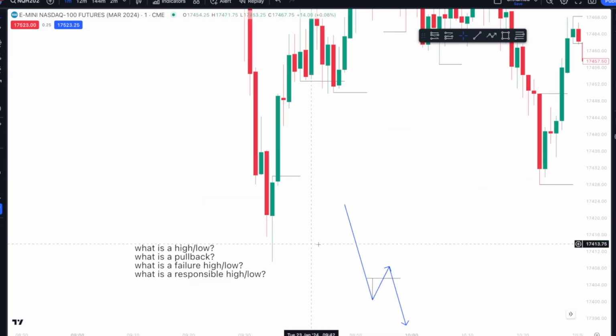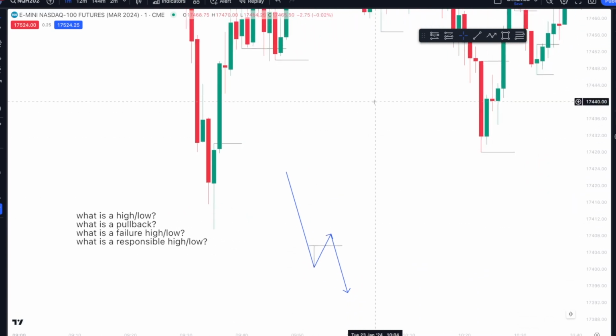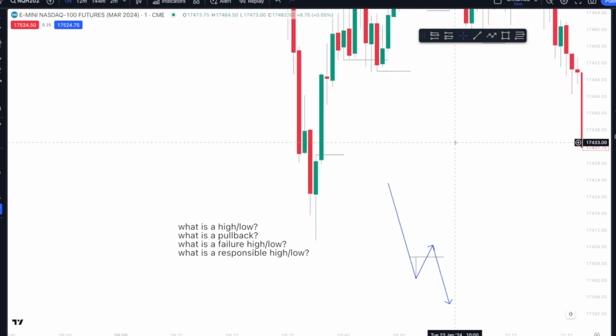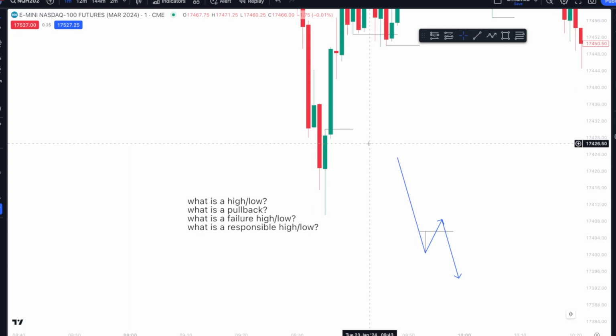The importance of understanding pullbacks is not just for knowing when you have a double valid pullback in the POI. It's actually important for establishing when you have a POI because you need to know what a failure and a responsible high and low are. You can't know what failure and responsible highs and lows are unless you first know what a valid high and low and a valid pullback is.